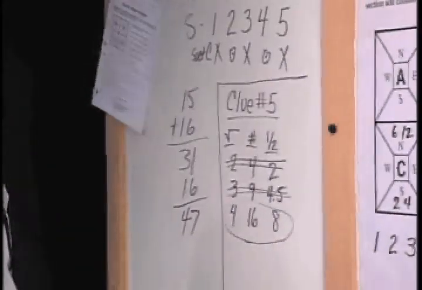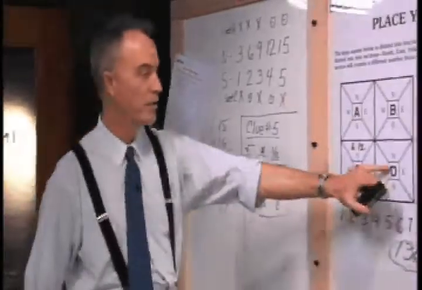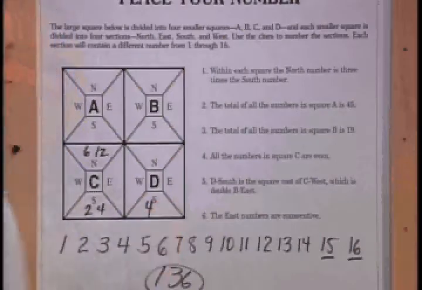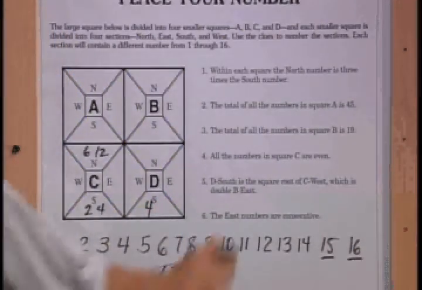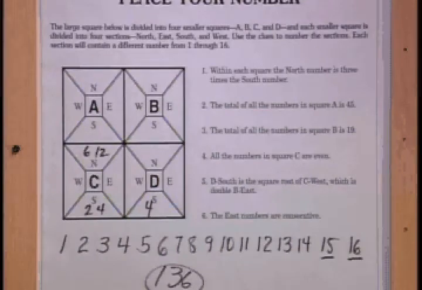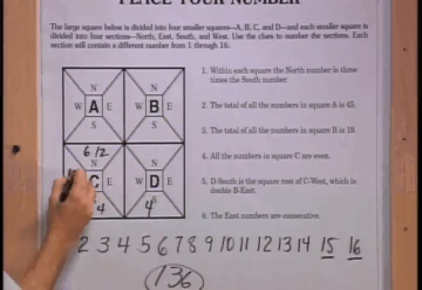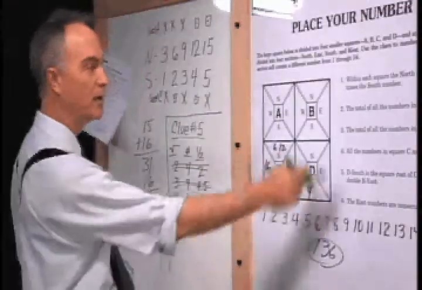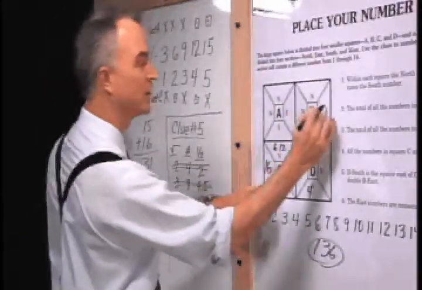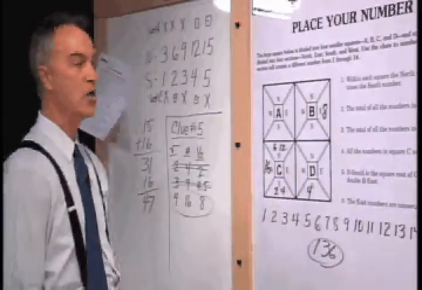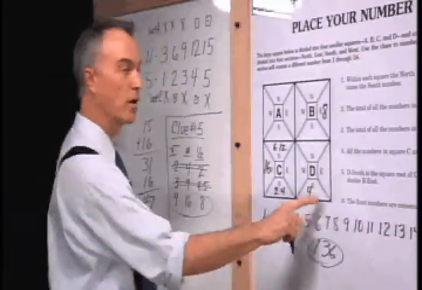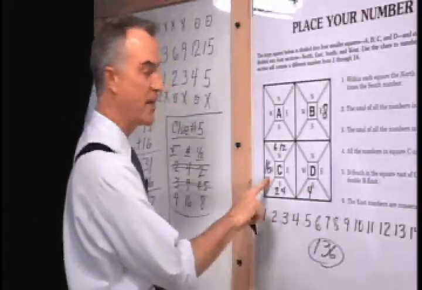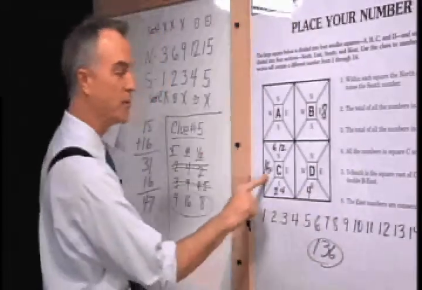D south is the square root. So if we go to D south and put in that square root, we can put in 4 here of C west. C west is the number that we're looking for. C west, 16, which is double B east. B east, half of that is 8. So we have now put in the square root 4 of C west, 16, which is double east. So if we divide that by 2, we get 8. We now have those 3 numbers.